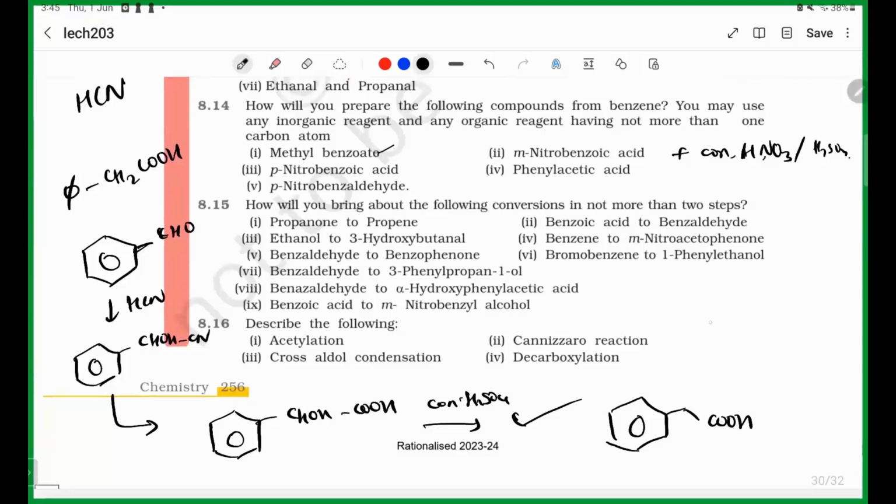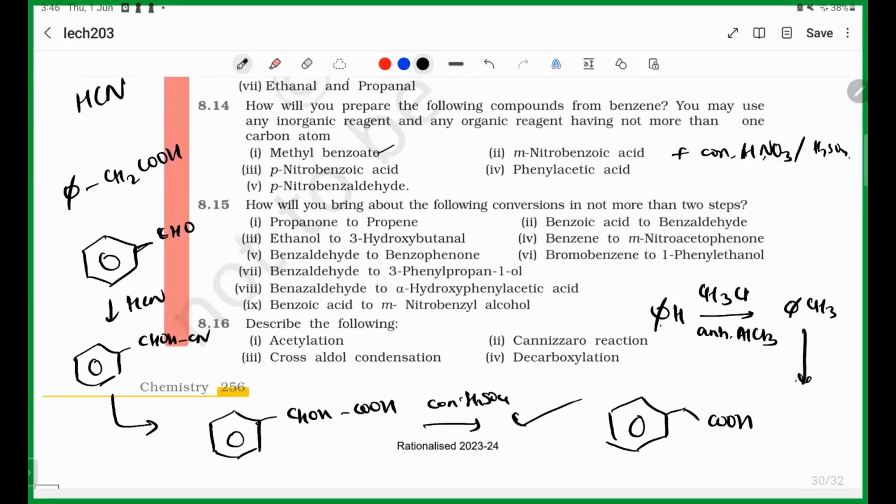Paranitrobenzaldehyde. Once you have paranitrotoluene, which we have created in the previous problems, by basically creating toluene. Creating toluene is not very hard. You can use Friedel-Crafts reaction. You can use CH3Cl, anhydrous AlCl3 from benzene to get toluene.